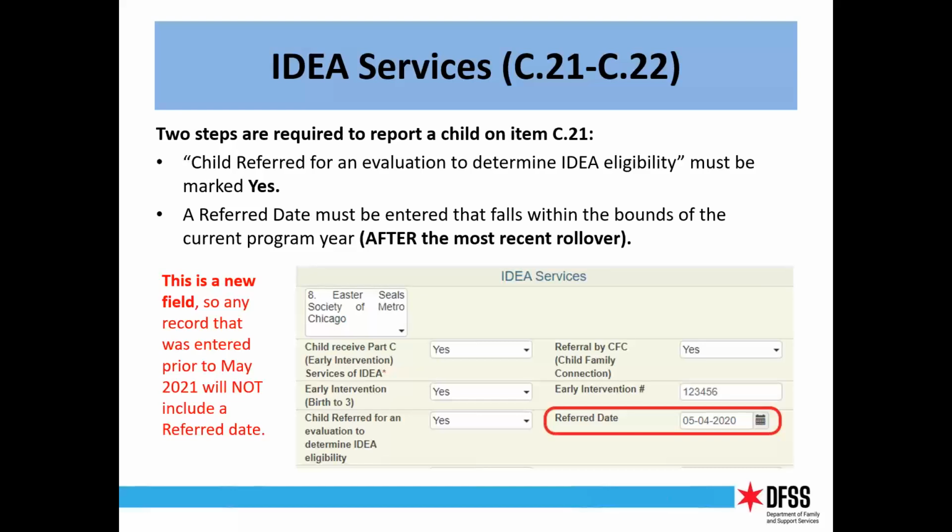So if you look at the new PIR in COPA now, you will probably see no one reported on that line, and that's because the referred date is a new field. And so if the last time the record was added or updated was prior to May 2021, it doesn't have a date because there wasn't anywhere to put it.